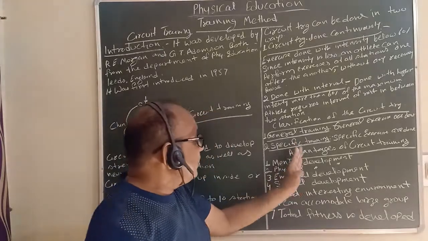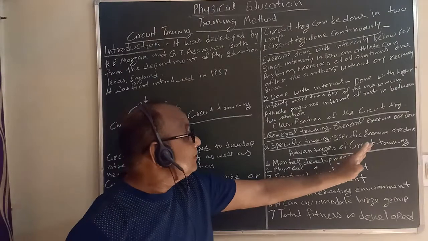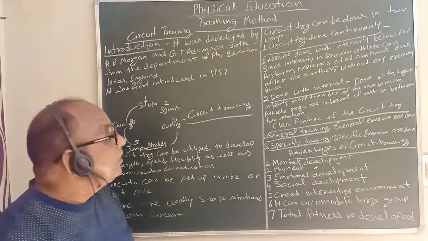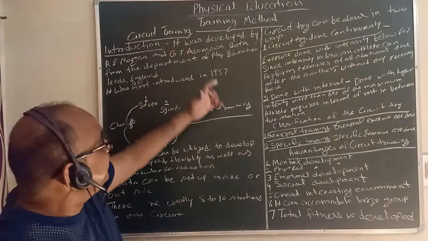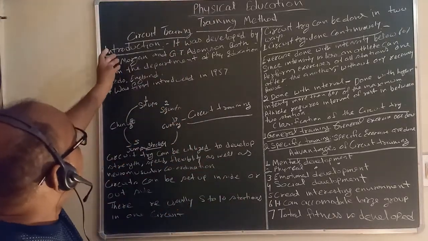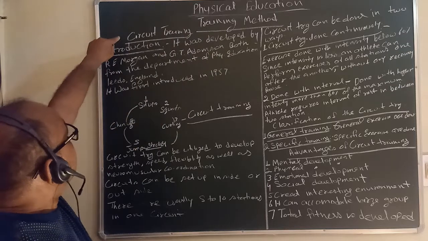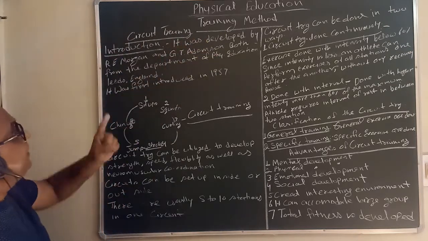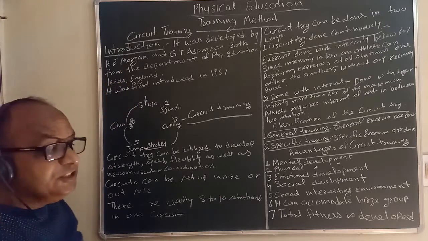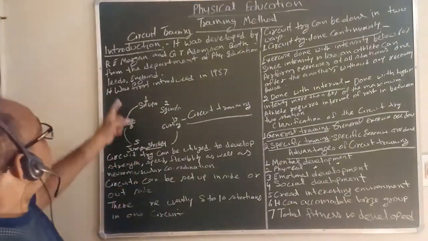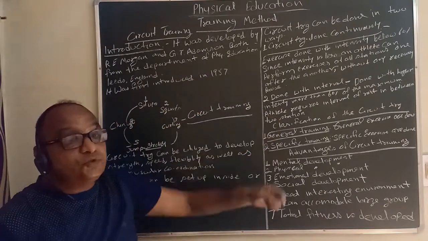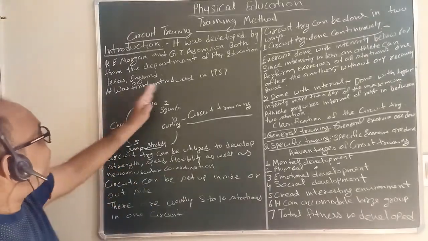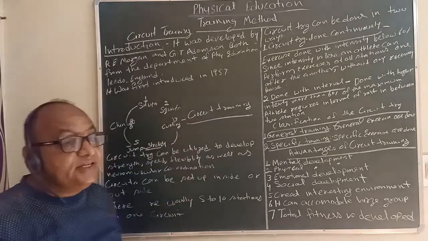So these are the advantages of circuit training. Again, I am going to explain it in brief. First of all, in training methods, one of them, circuit training, was developed by R.E. Morgan and G.T. Adamson, both from the Department of Physical Education in England. It was first introduced in 1957.